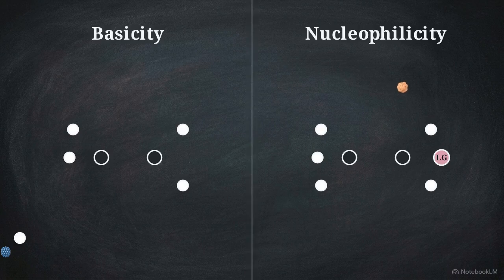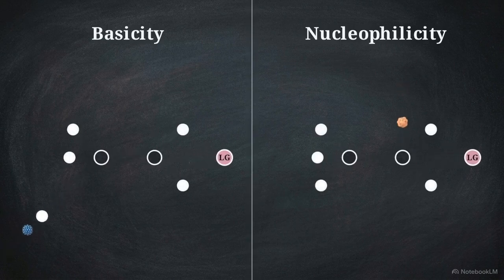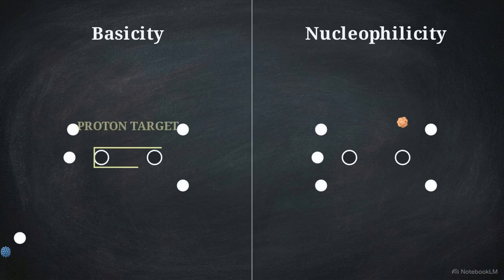Nucleophilicity is a kinetic measure. It dictates the rate at which an electron pair is donated, specifically to an electrophilic carbon atom, resulting in a direct substitution and a new carbon bond. The physical site of the attack dictates the entire chemical outcome. Target the proton, and the molecule is a base. Target the carbon, and it is a nucleophile.